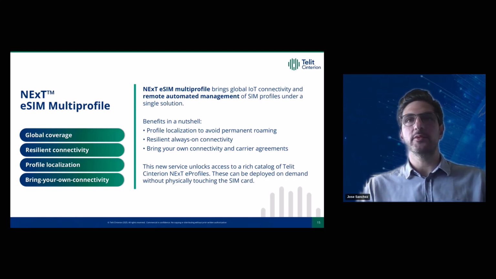We can implement multi-core configurations depending on the customer requirements. And as said before, this service unlocks access to a catalog of e-profiles. Our e-profiles can be used and combined in order to achieve optimal coverage and maximum uptime.